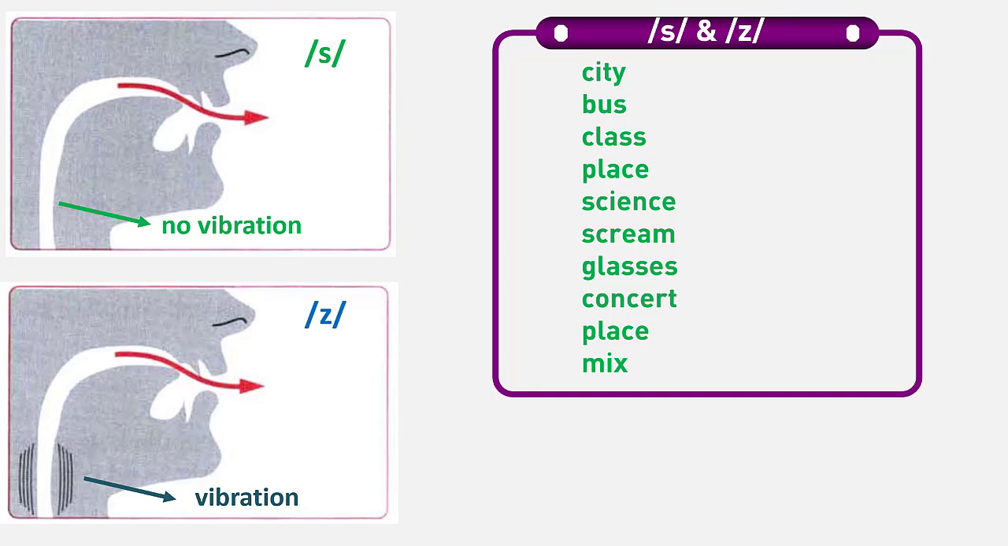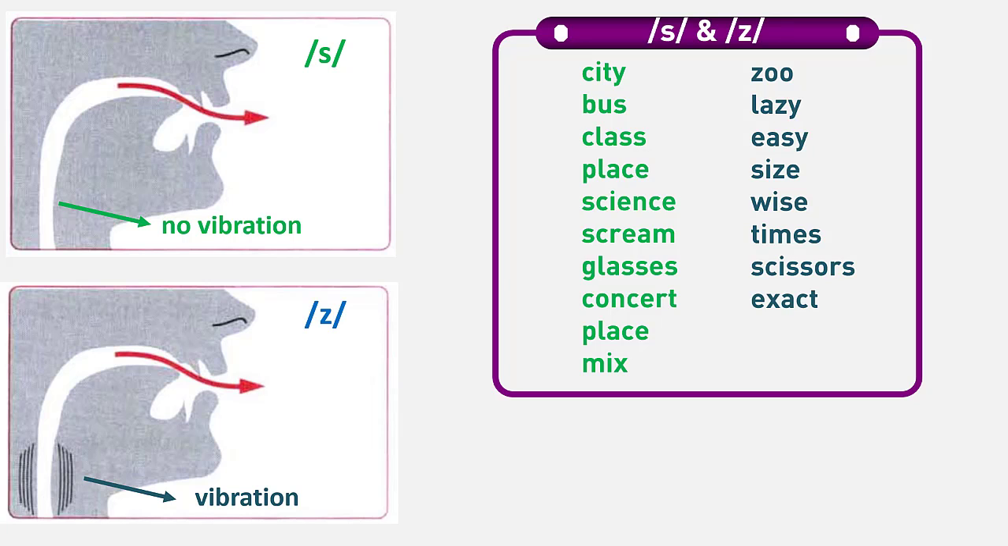Next, we'll look at the z sounds. Zoo, lazy, easy, size, wise, times, scissors, exact, nose, rise.